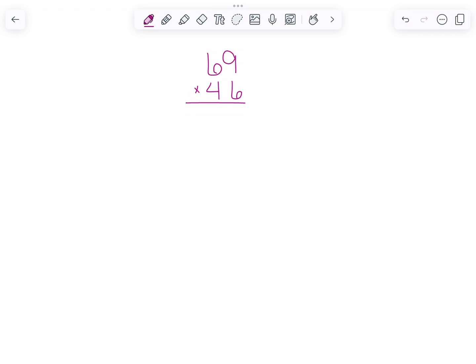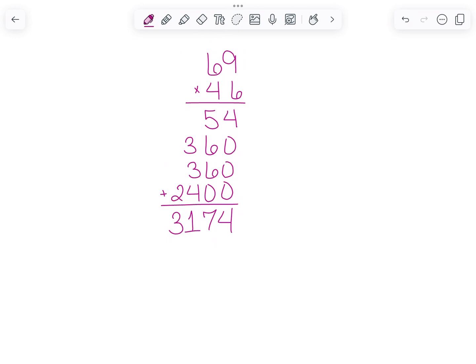As another example, let's consider 69 times 46. We start with the 1's places. 9 times 6 is 54. I then do the 10's place in the first number by the 1's place in the second number. So 60 times 6, that's 360. Moving on to the 10's place of the second number, 9 times 40 is 360. Finally, 60 times 40 is 2,400. We then add these numbers, 54 plus 360 plus 360 plus 2,400. When we do, we get our final result of 3,174.